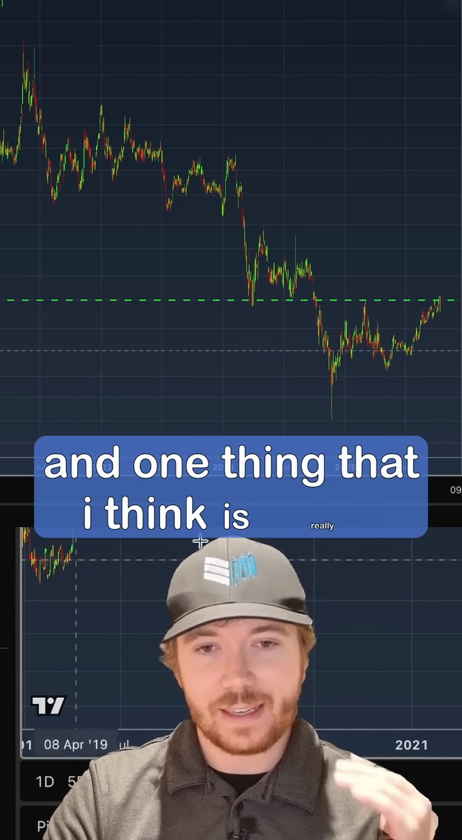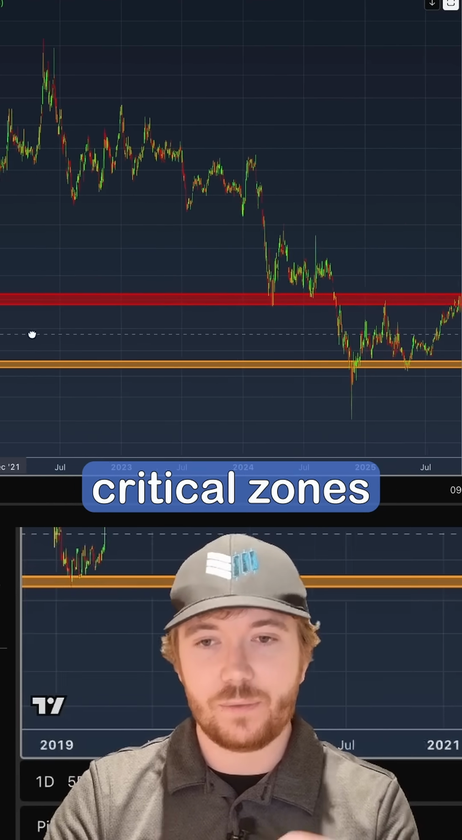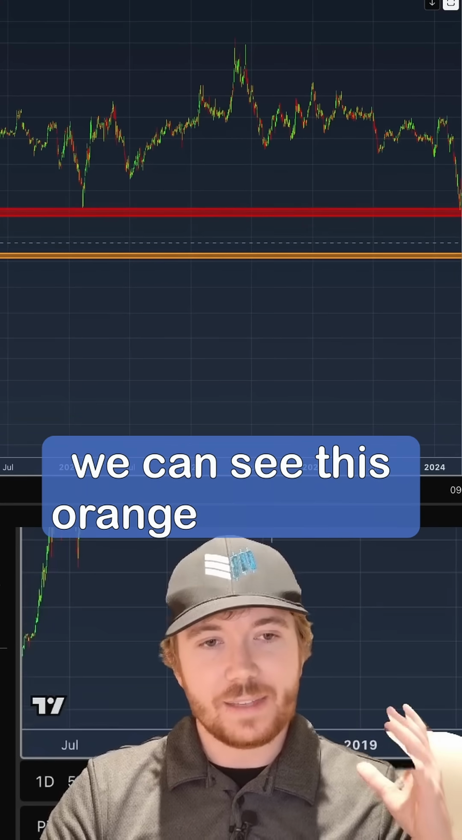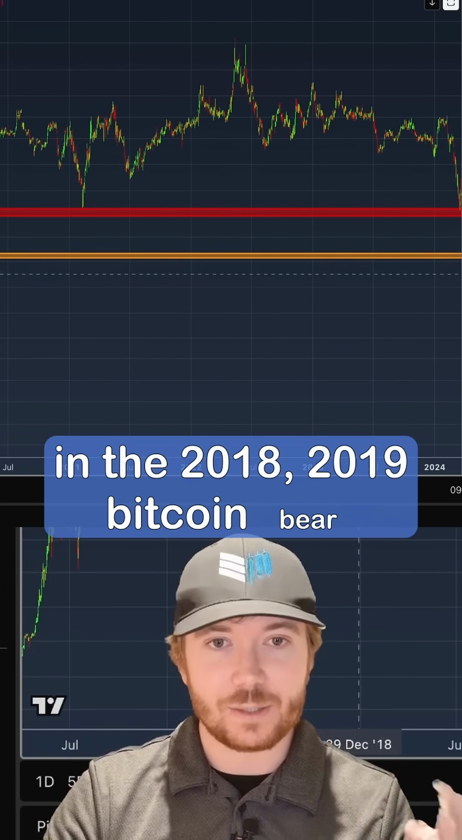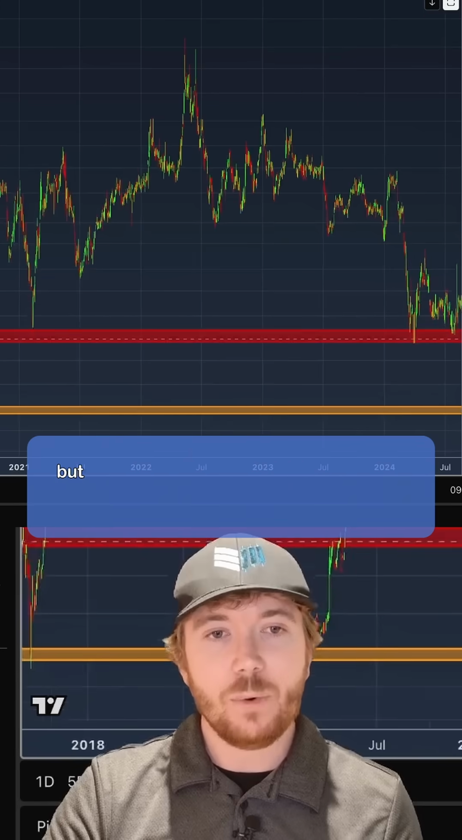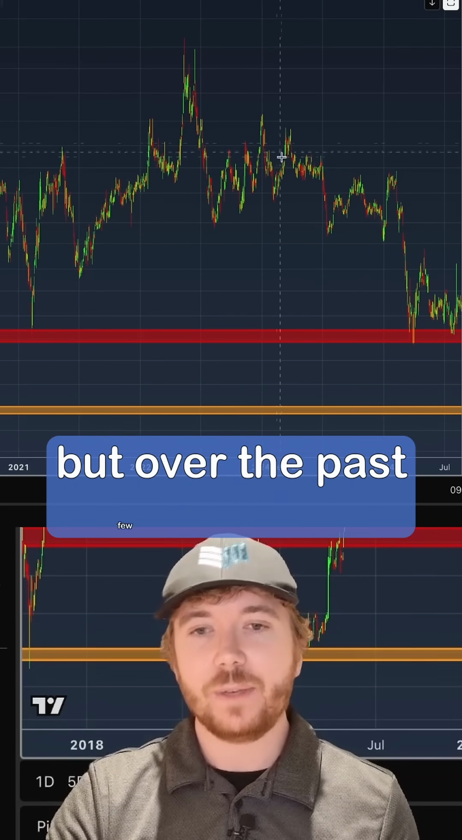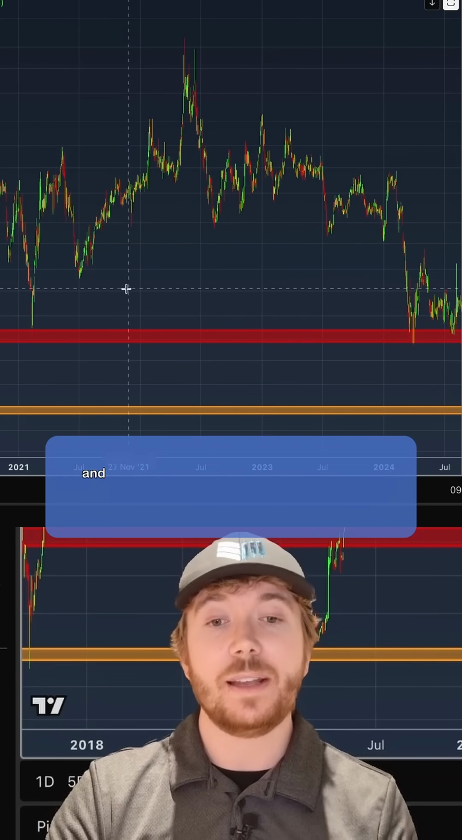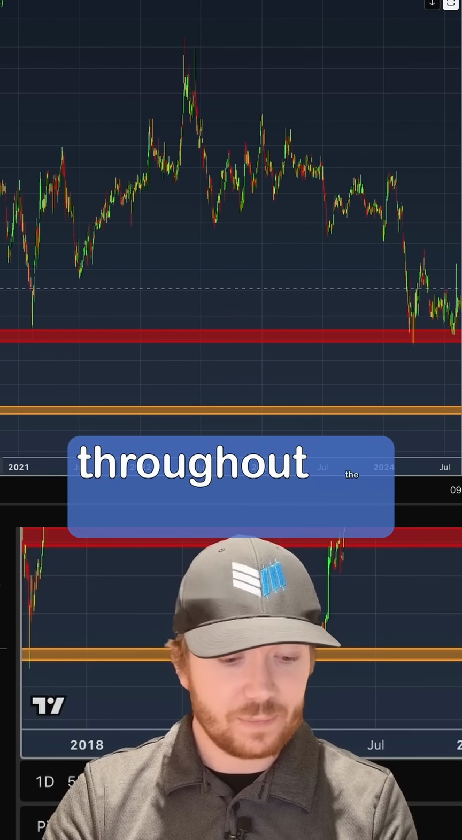One thing I think is really interesting to watch is that we're currently at some pretty critical zones for this chart. We can see this orange level here is the bear market bottom for Bitcoin in the 2018-2019 Bitcoin bear cycle. The price action looks similar to the USD chart of Bitcoin, but over the past few years has actually been very subdued. And this is due to the fact that MSTR has been massively outperforming throughout the last few years.